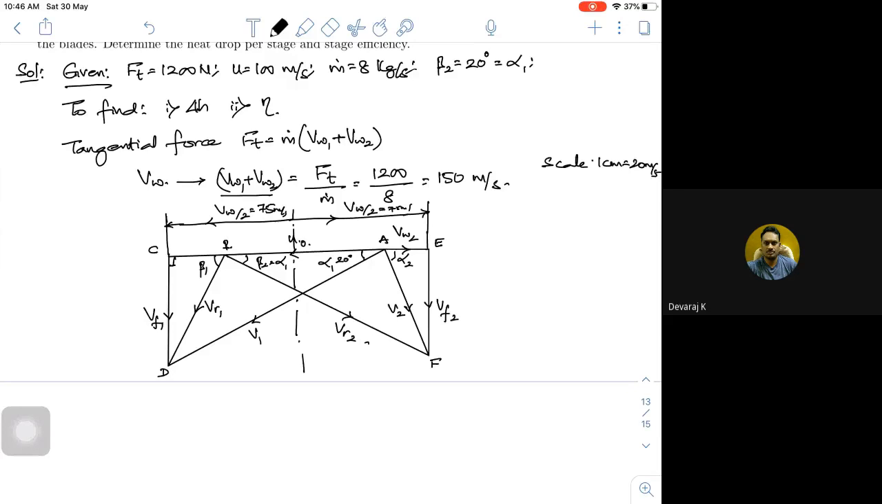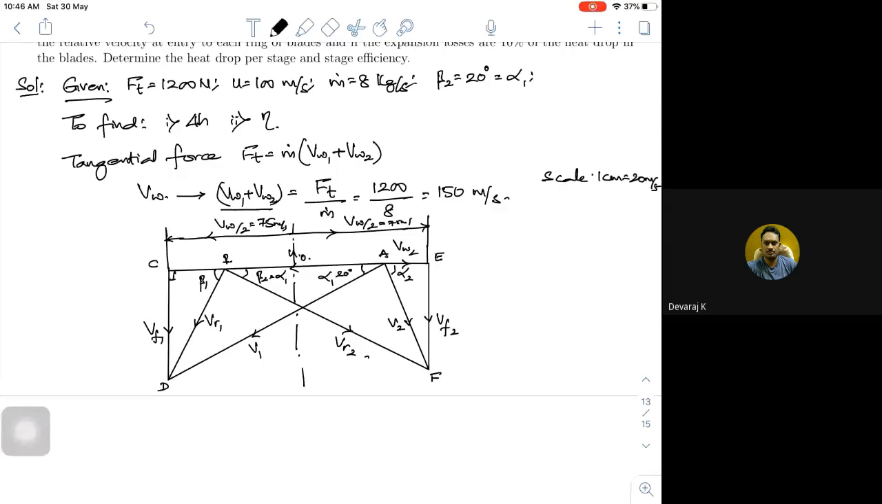Okay, the first, I repeat actually. The first thing, you're supposed to draw the U, which is 100 meters per second. So that is AB. Mark the midpoint, which is O. From A, you take a line at 20 degrees and extend it.